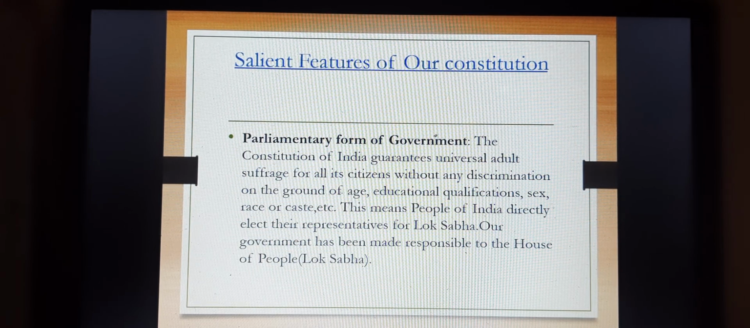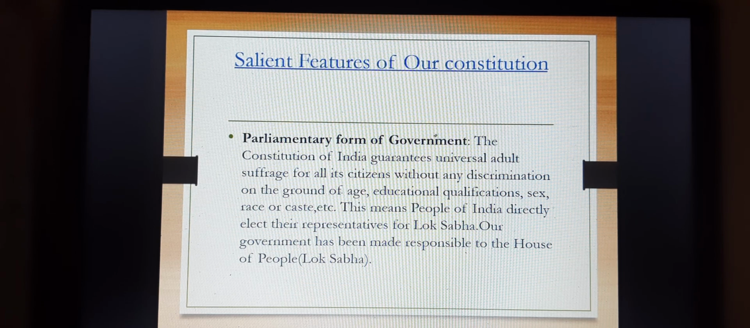Parliamentary form of government. The Constitution of India guarantees universal adult suffrage or universal adult franchise for all its citizens without any discrimination on the ground of age, educational qualification, sex, race or caste, etc. So whether any person is of a particular age above 18, whatever educational qualification that person is having, whatever sex or gender that person is having, male, female or transgender, whichever race he belongs to, either Mongolian, Russian, Indian, African, whichever race he is or whichever caste he belongs to, all the people are given equal rights from the constitution.